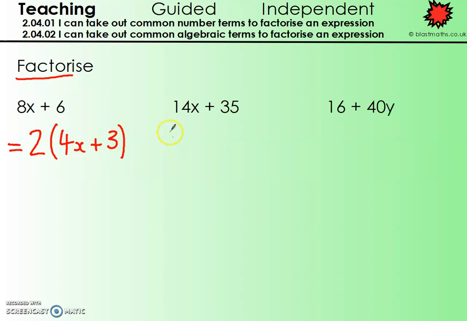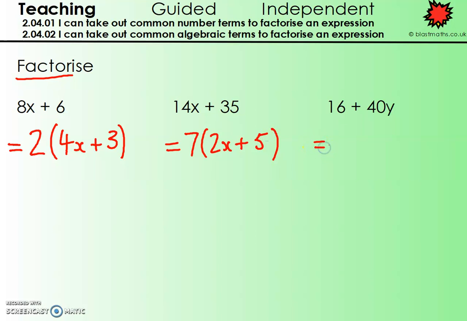The second question, looking at the 14 and the 35, 7 is the biggest number that will come through. So then we've got 7 times by 2 will give us 14, and it's 14x, plus, and then 7 times by 5 will give us 35.